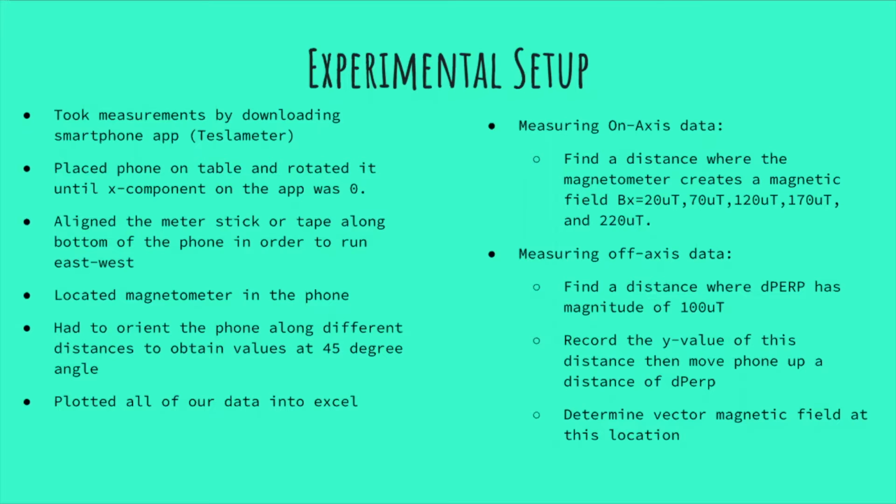We then would have to orient the phone along a 45-degree angle, and we would plot all of the data that we've obtained into the Excel spreadsheet that we had. And then we would find our on-axis data and our off-axis data that would, once again, be put into the Excel spreadsheet. So then we would have to find a distance where the magnetometer would create the magnetic field, and we use different distances for this, as you can see. We also measure the off-axis data, and then we record the Y value of this distance and then move the phone from a distance of d perp.